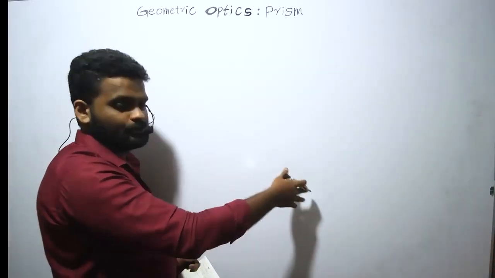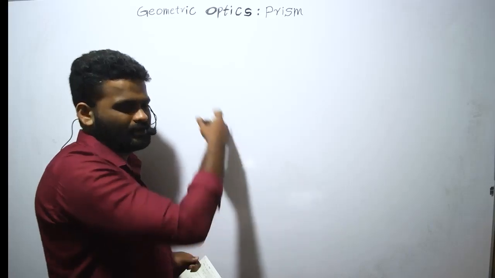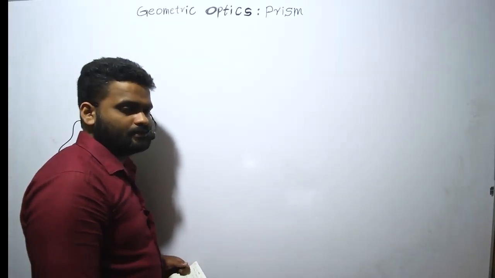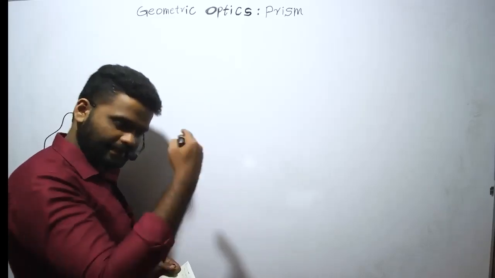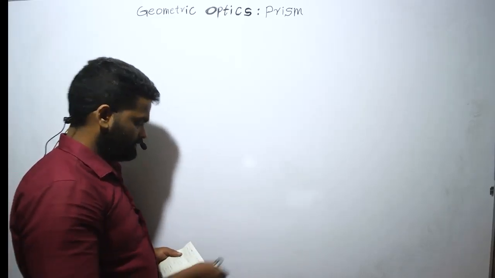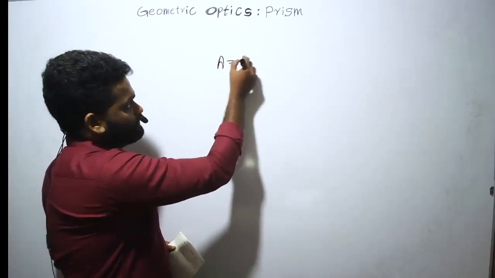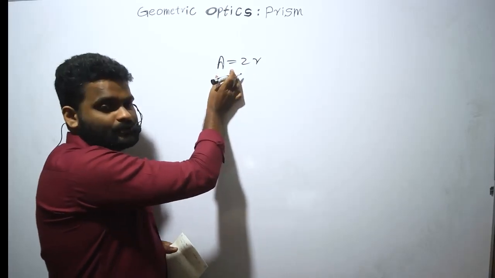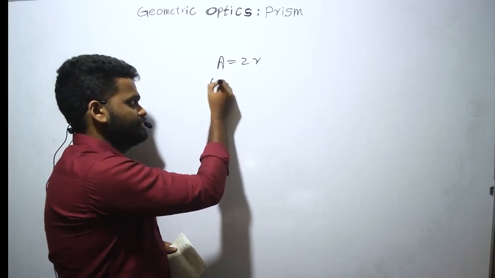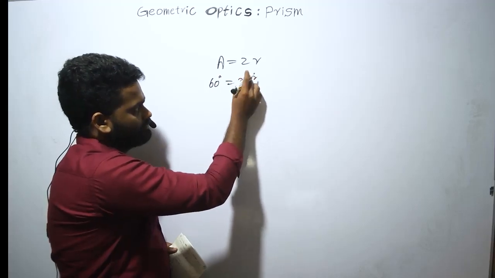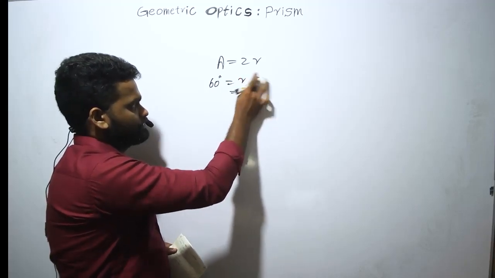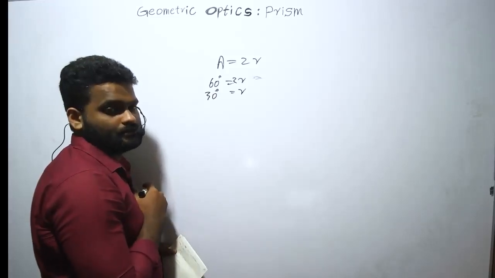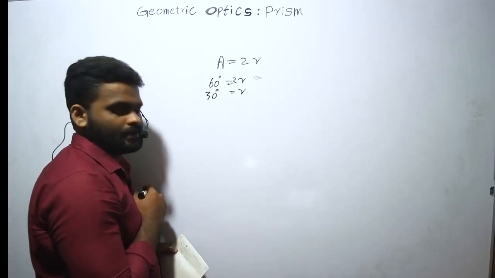If you want, you can use the last equation, or else you can derive it. I think deriving it is easy. Not deriving, I mean from the beginning you can start. So we know A is equal to 2r. If it is equilateral, A is 60 degrees. So you know that r is what? From this you can find r first.